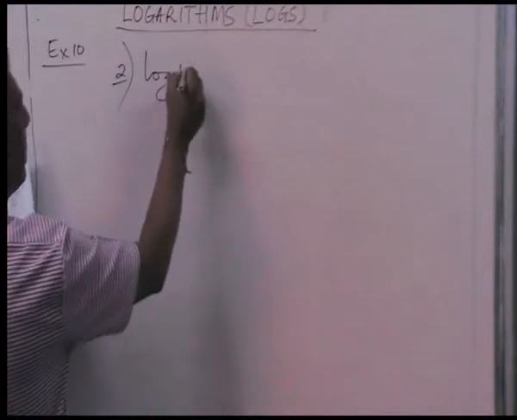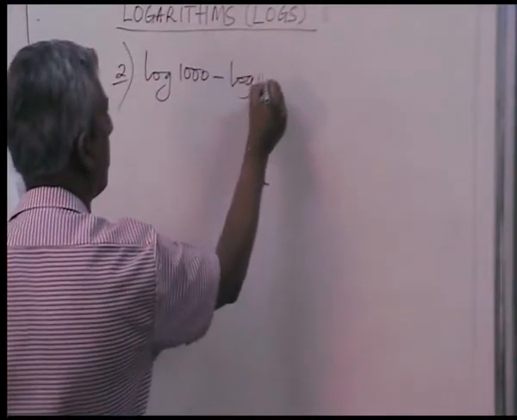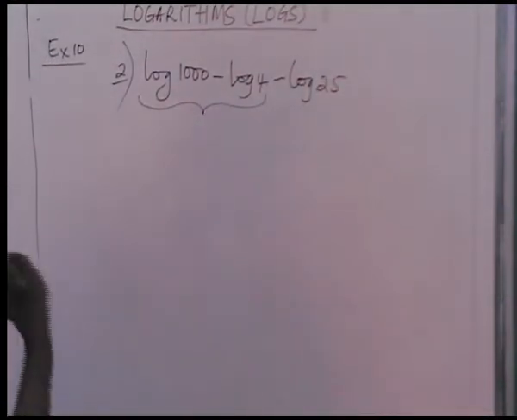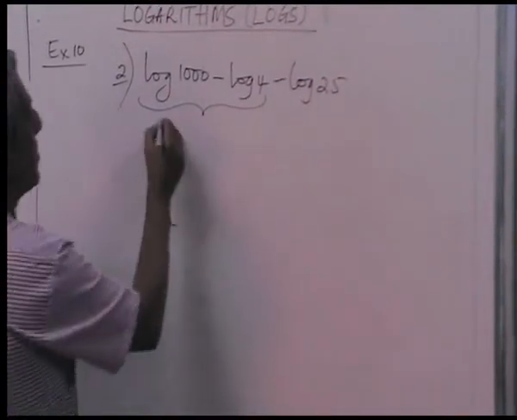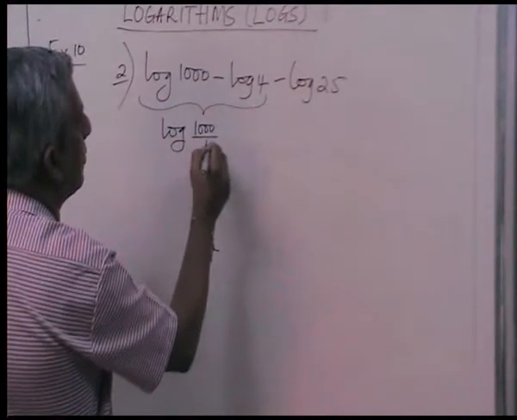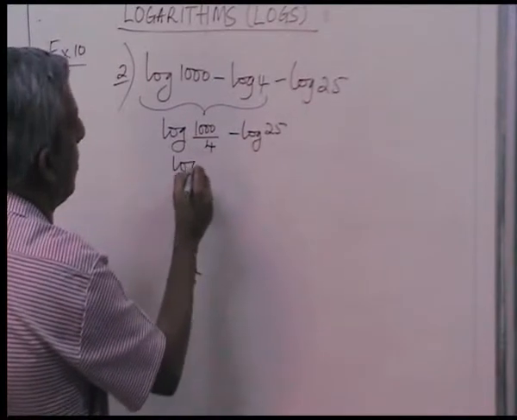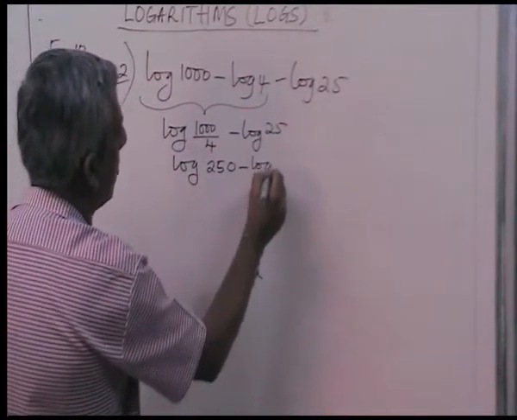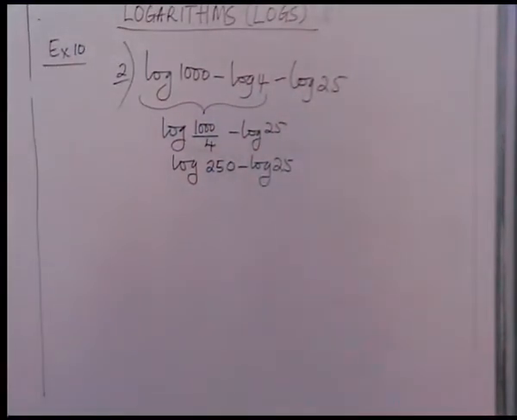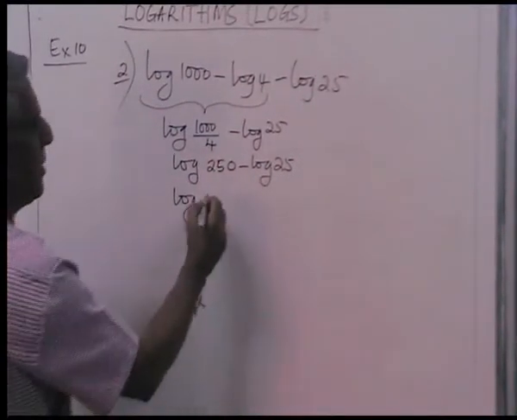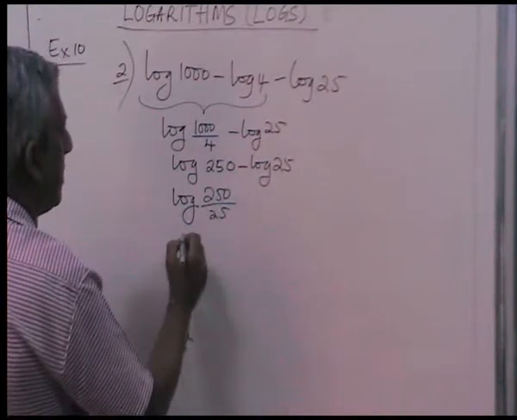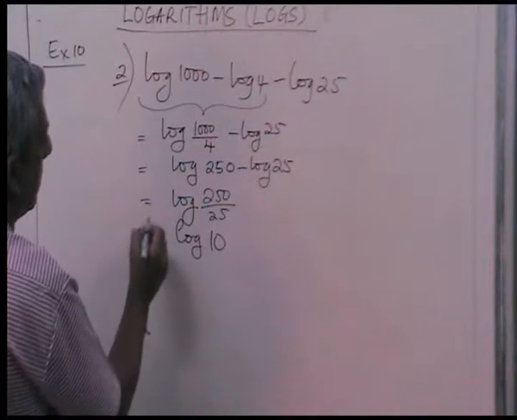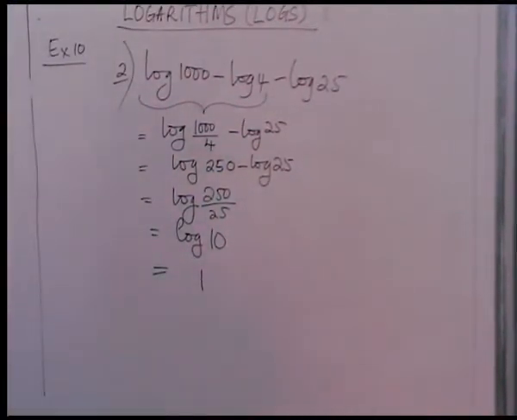Number 2 was log of 1000 minus log 4 minus log 25. Well, if you like, you can just use the a minus b rule. You could also put this in a calculator straight and just get an answer. Or you could do it step by step: log of 1000 over 4 minus log of 25 gives you log of 250 minus log of 25. Right, and that will give you log of 250 over 25, which finally becomes log of 10, which is now the answer, 1. Alright.